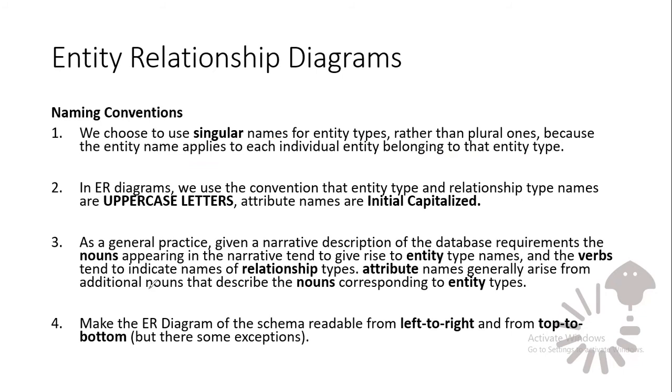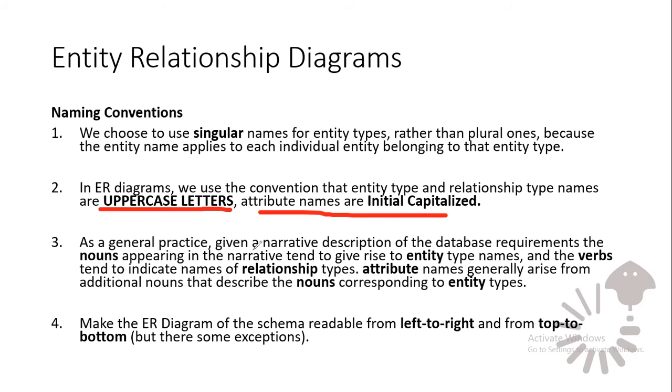Number 2, in ER diagram, we use the convention that entity types and relationship types names are uppercase letters. Okay? So if you design your entity, kailangan uppercase letter yung entity names, relationship names, and attributes are initial capitalized. That is the rule number 2.